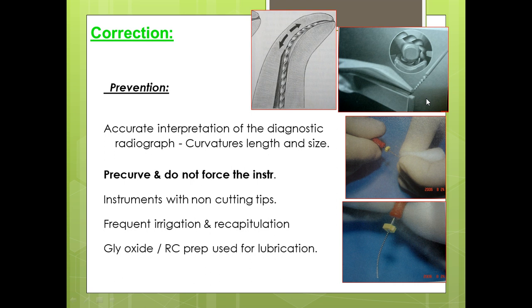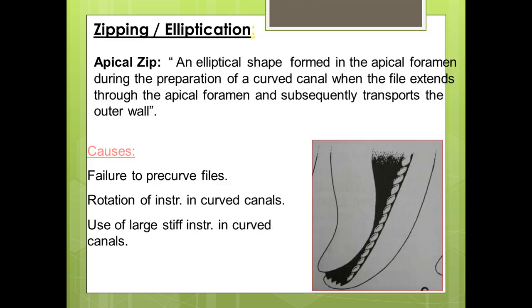Prevention, coming to prevention of ledge formation: use of stainless steel patency files to determine the canal curvature, accurate evaluation of the radiograph and tooth anatomy, pre-curving the instruments for a curved canal, and use of flexible NiTi files. Use safe-ended instruments with non-cutting tips, and use sequential filing, avoiding skipping instrument sizes in between. Copious irrigation and recapitulation are a must to prevent ledge formation.